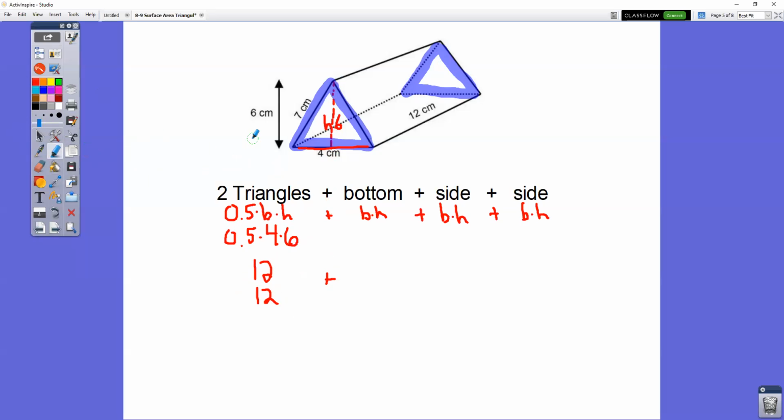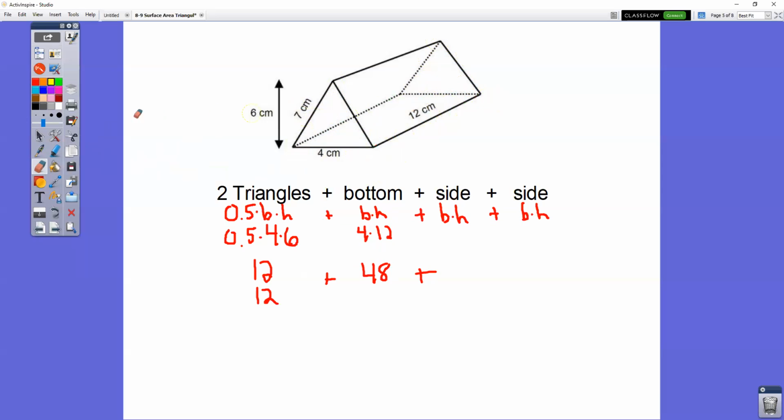When I take a look at the bottom, taking a look at this green rectangle, I can see that one of the lengths is 4 and the other length is 12. So 4 times 12 gives us 48. When I take a look at the sides, let me erase this stuff.